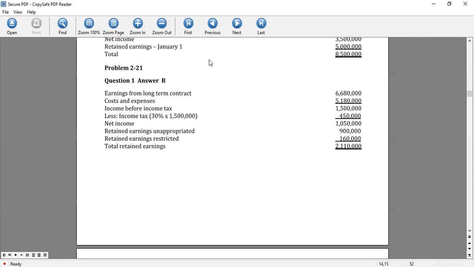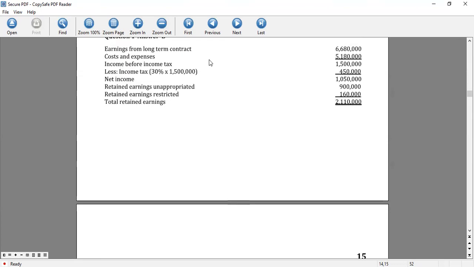We add it to net income, no? So, our net income is 1,050,000. We add the retained earnings unappropriated of 900,000 and the retained earnings restricted of 160,000. So, the total retained earnings is 2,110,000, giving us letter B.